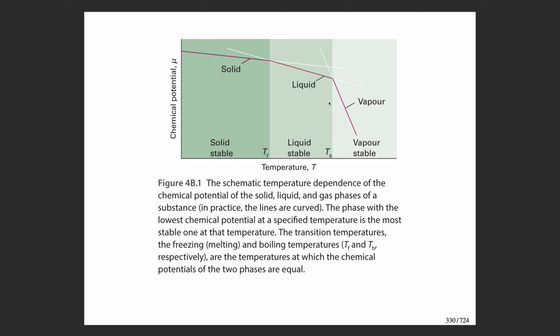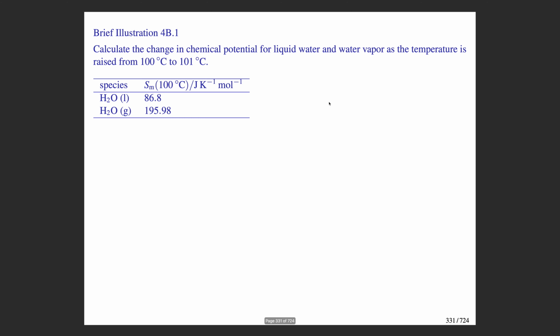Right? So one of the other facts that we learned about as far as phase transitions were concerned: when you have two phases in equilibrium, the chemical potential is the same in all phases. Let's see, here we're being asked to calculate the change in the chemical potential for liquid water and water vapor as its temperature is raised from 100 degrees Celsius to 101 degrees Celsius. So the change in chemical potential as the temperature is raised.